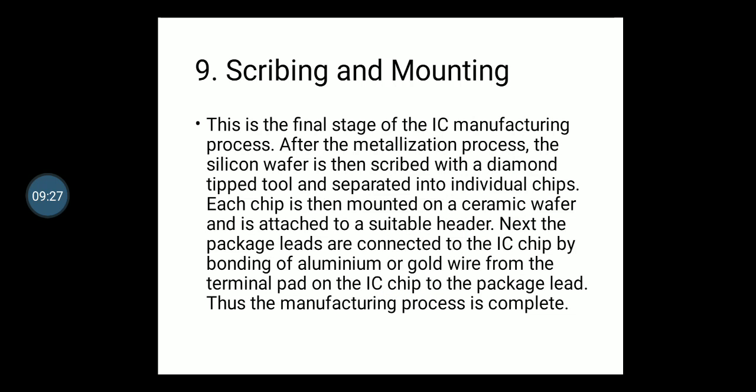The final stage of IC manufacturing is the scribing and mounting. After the metallization process, the silicon wafer is scribed with a diamond tipped tool and separated into individual chips. Each chip is then mounted on a ceramic wafer and attached to a suitable header. Next, the package leads are connected to the IC chip by bonding aluminium or gold wire from the terminal pad.